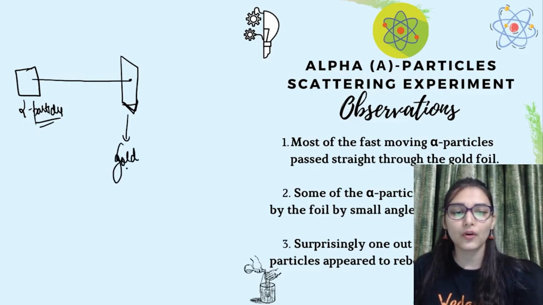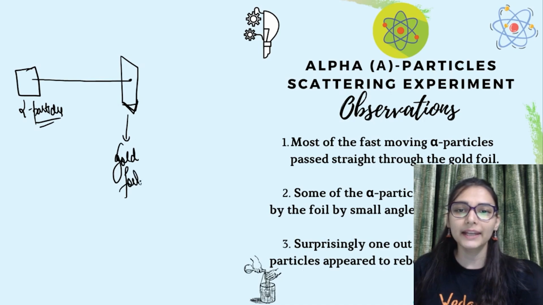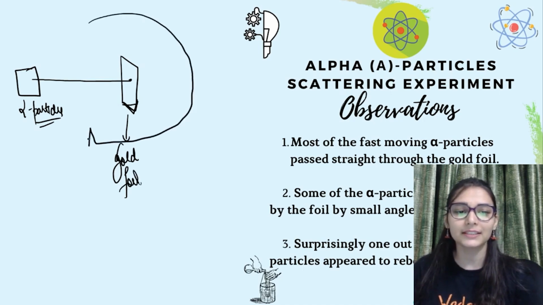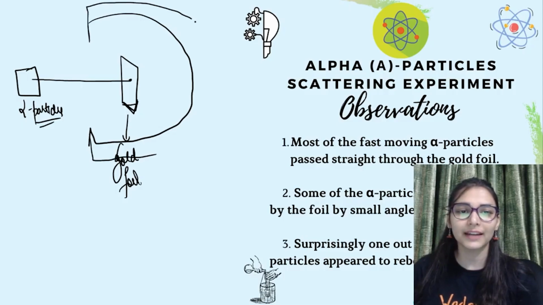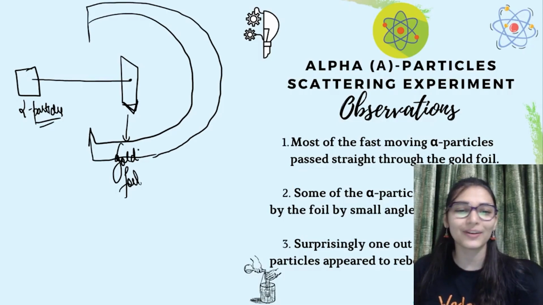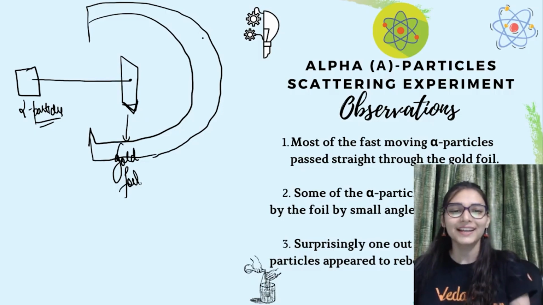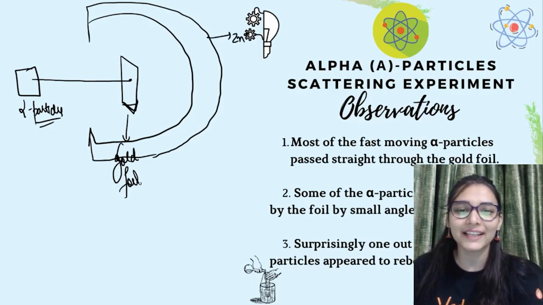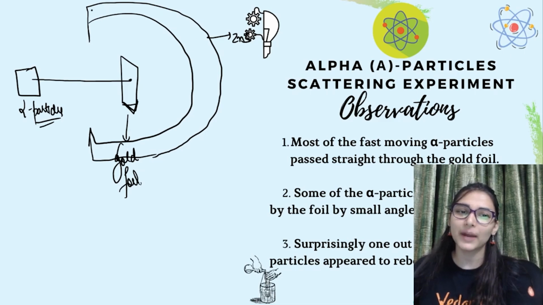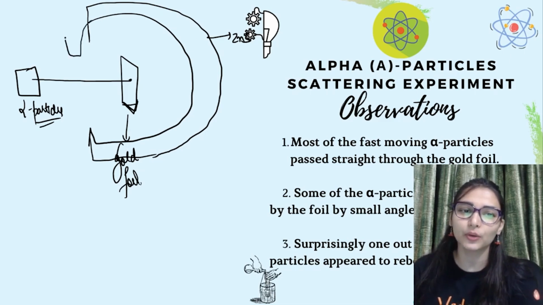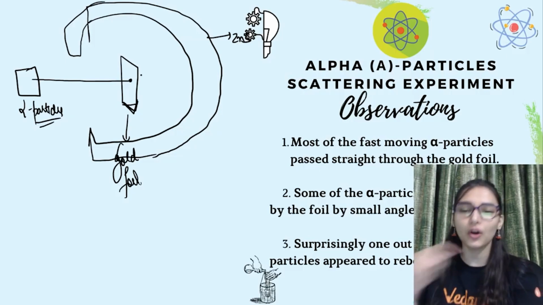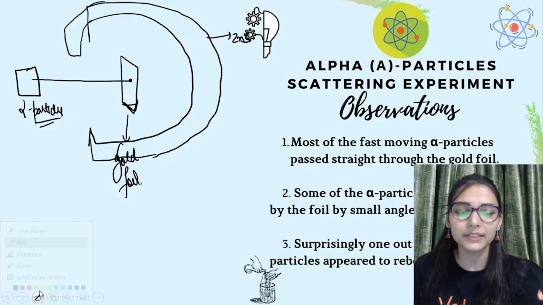And around this, he also took a screen, a zinc sulfide screen. What is this? This is the zinc sulfide screen. Whenever a charged particle comes here, it will start glowing. So when the alpha particles were made to fall on the gold foil, there were certain observations.